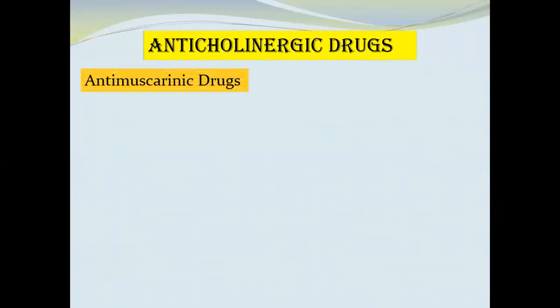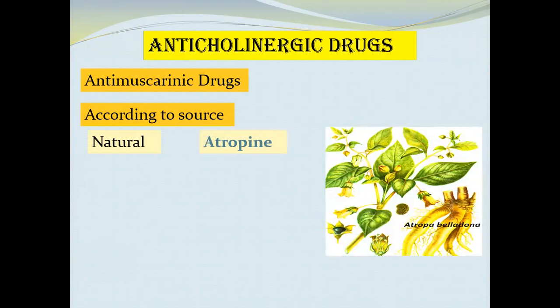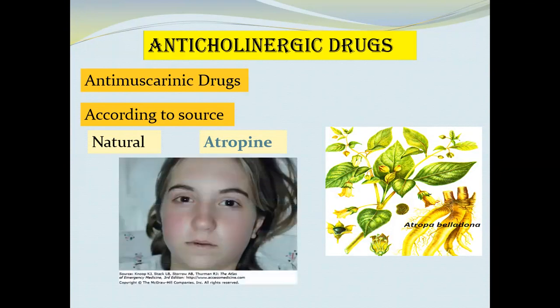So the anticholinergic drugs are, for example, antimuscarinic drugs. Antimuscarinic drugs, we have to see them according to their source. Here is the natural one. An example is atropine, which is from a plant called Atropa belladonna, and the main function of this one is its effect on the eyes. Atropine has an effect on our eyes.